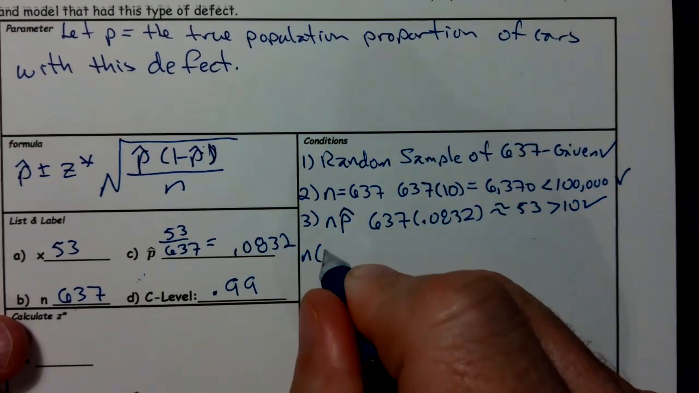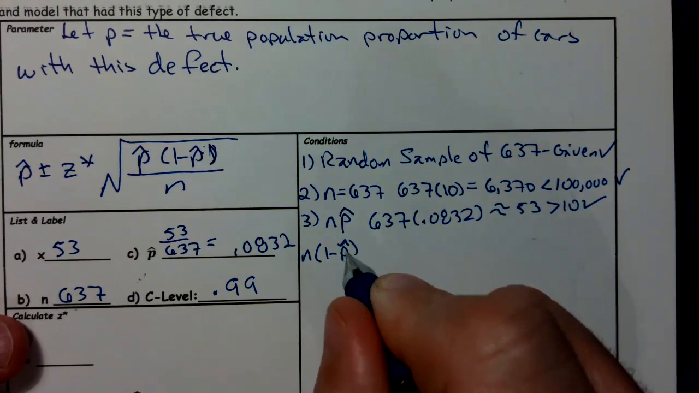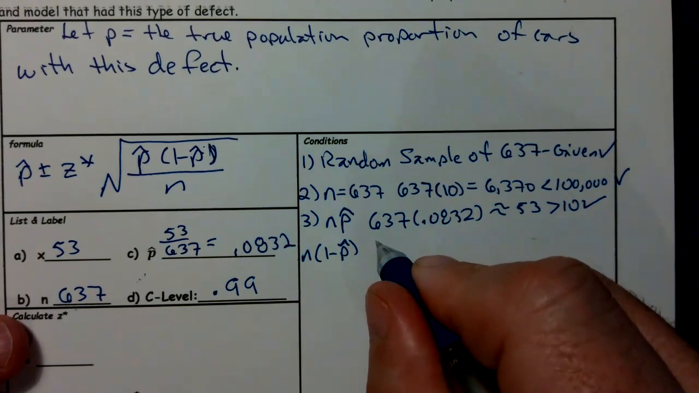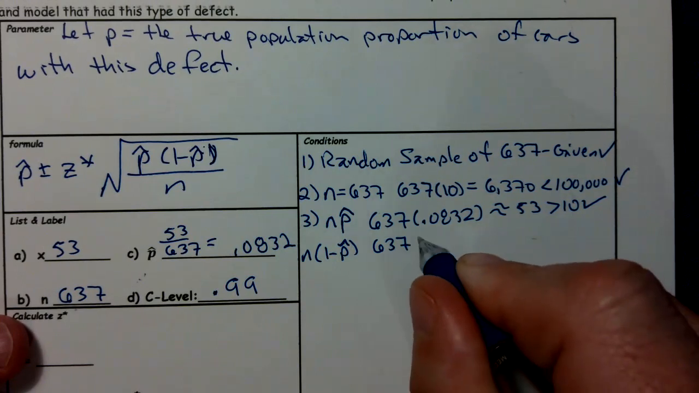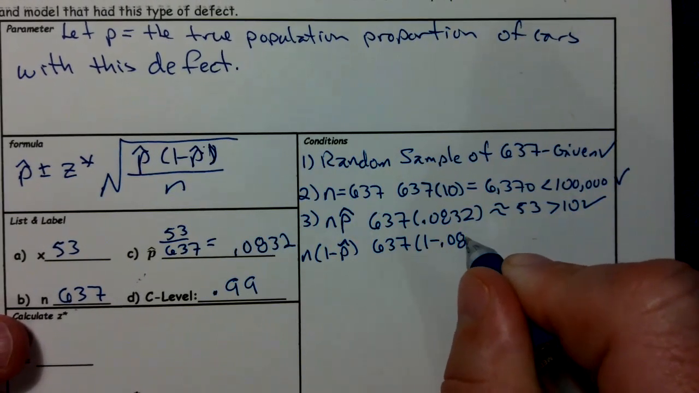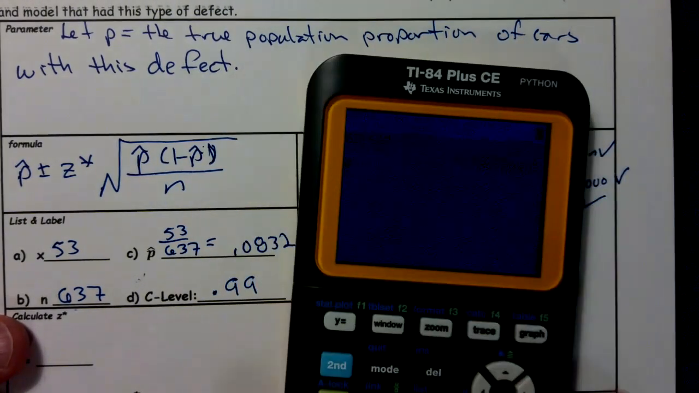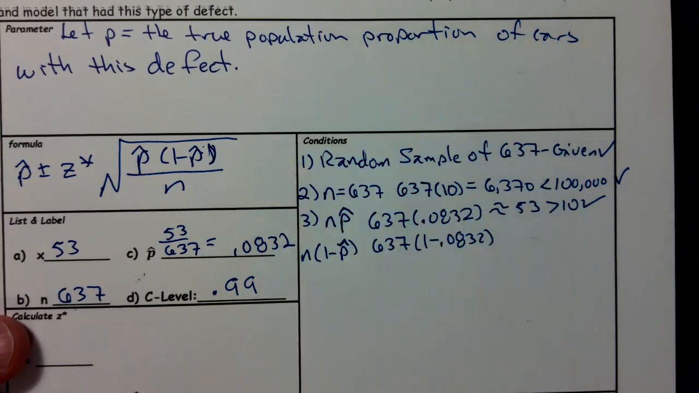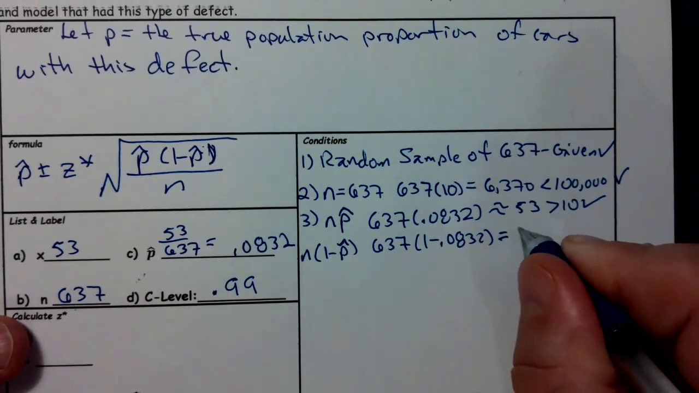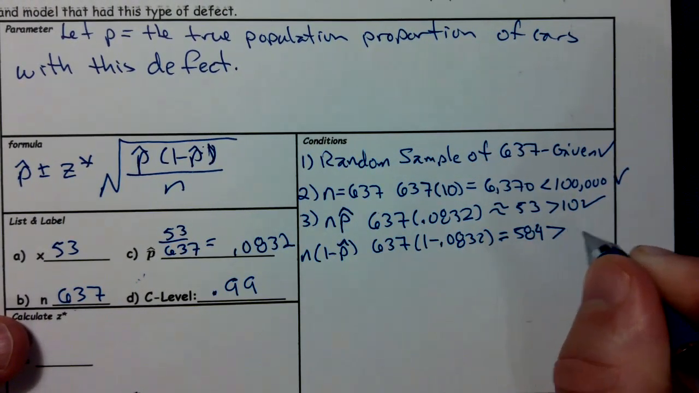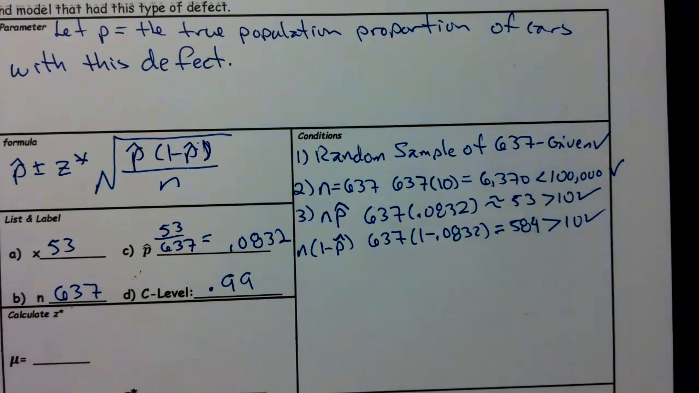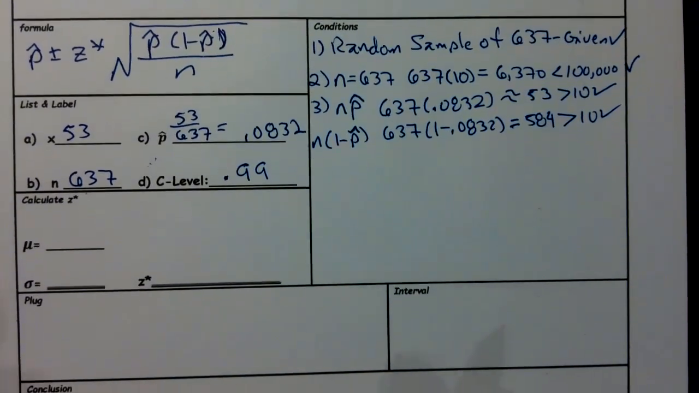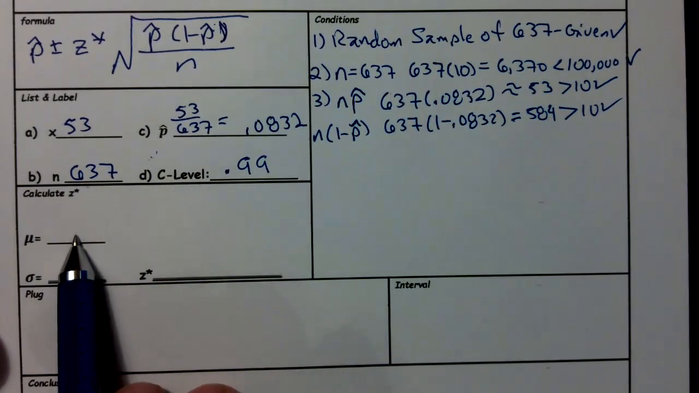Then we need to do n times 1 minus p hat, because I have to satisfy both of these, not just one. 637 times (1 minus 0.0832). Close those parentheses. And we get 584, and that's also greater than 10. So it's large enough to use the normal approximation.